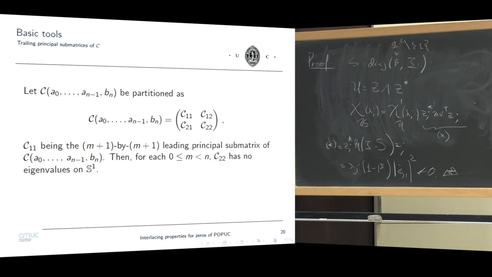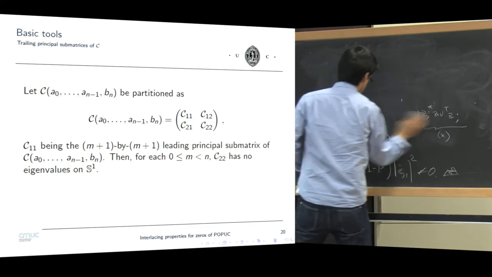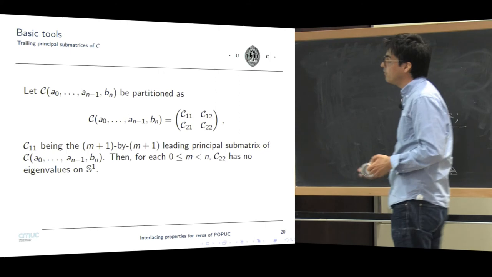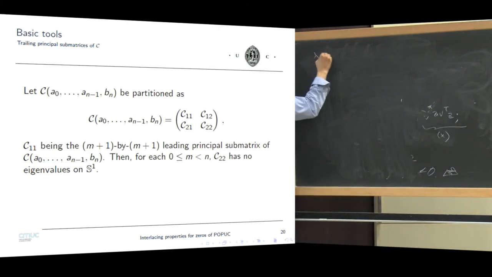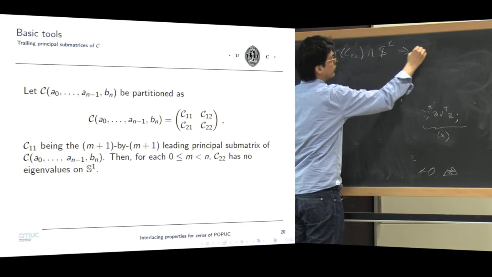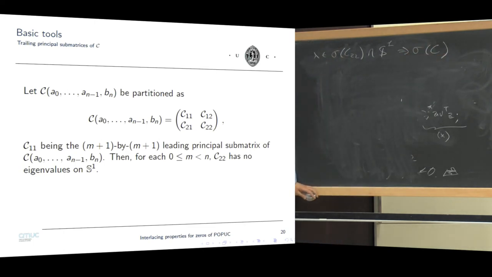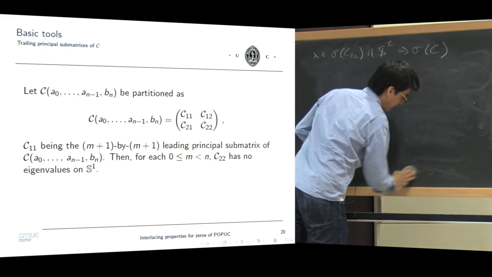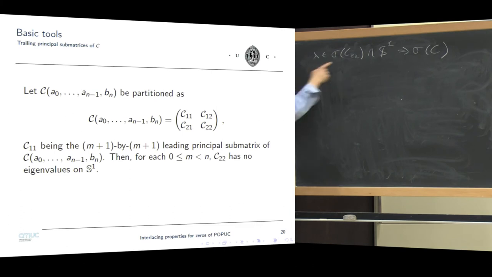Suppose that we have our matrix C partitioned in this way. We can prove that this matrix has no eigenvalues on S1. But if we have an eigenvalue of C squared in S1, then this number will also be an eigenvalue of C. We need this. But this is trivial, because suppose that we have an eigenvalue here. What we have is this.